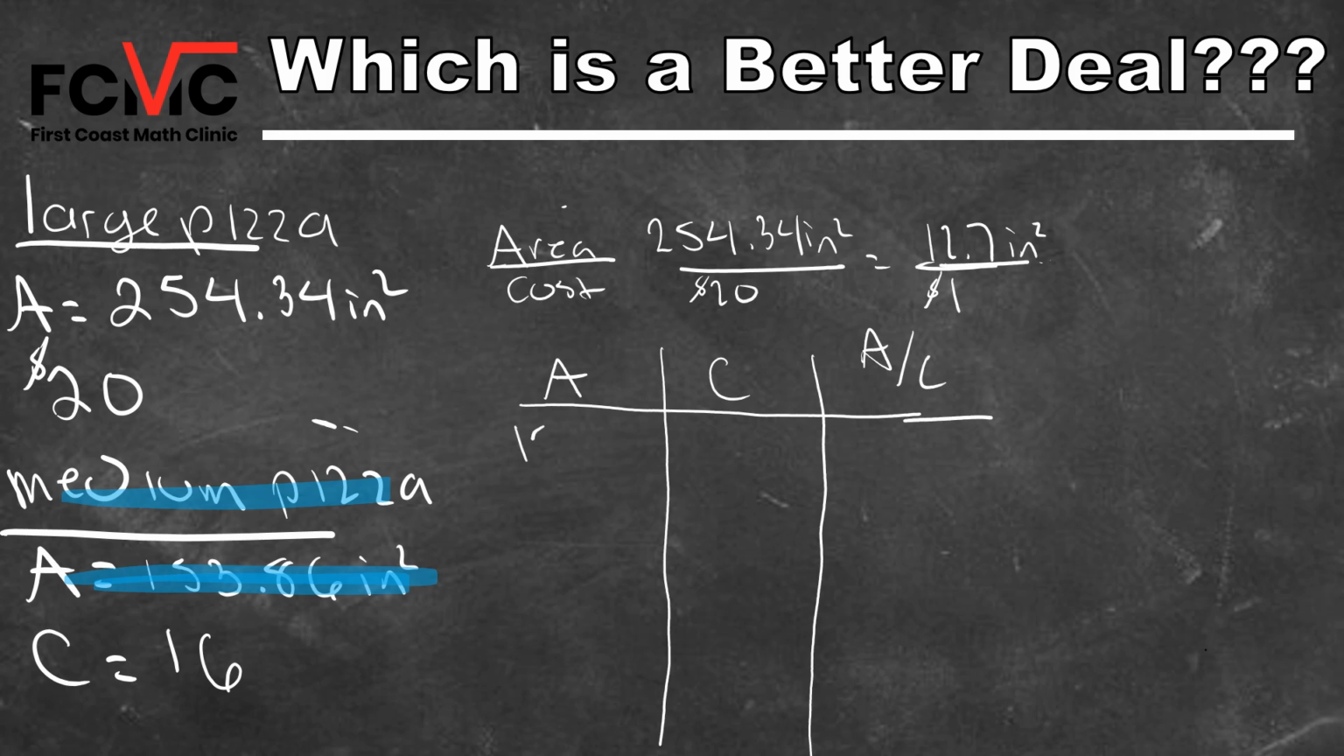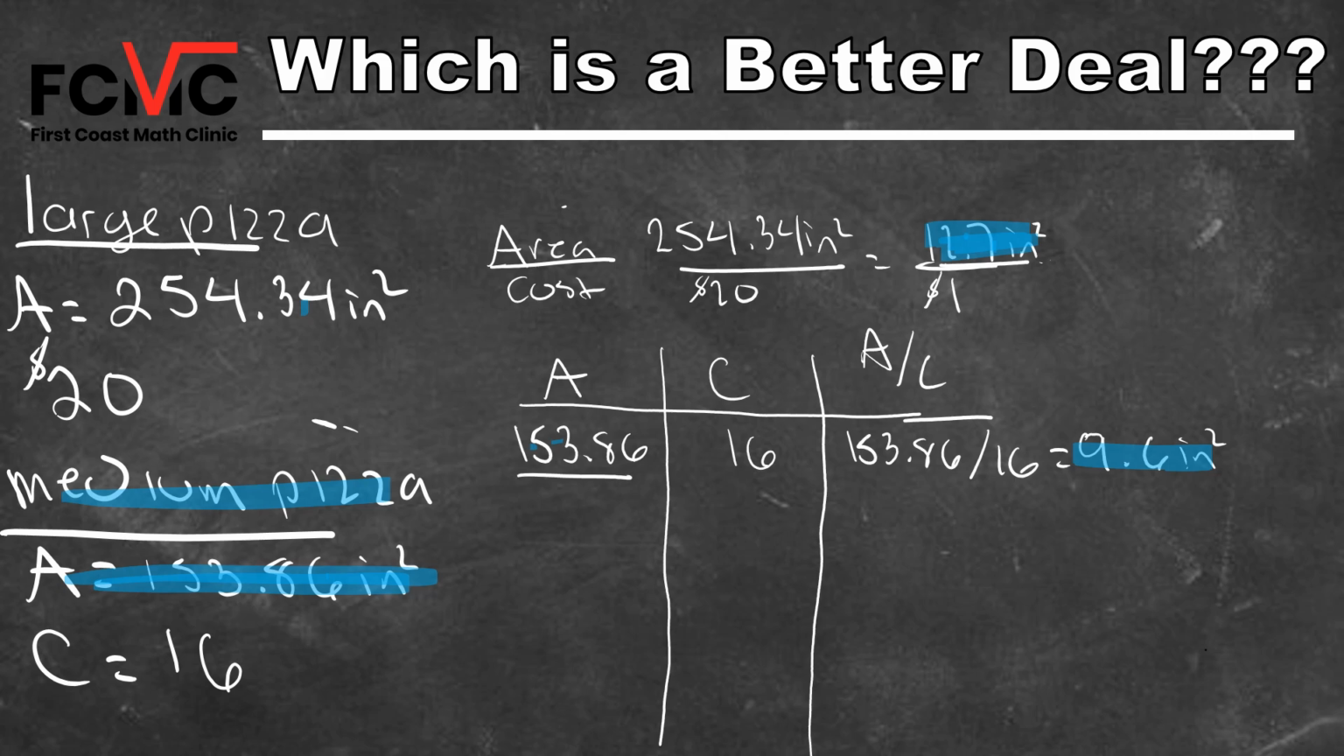So our area is 153.86. The original cost was 16 when we set up the ratio, 153.86 to 16. Well, that gave us 9.6 inches squared, right? So we want a value that is equal to or more than 12.7, which means that for every dollar we pay for our medium pizza, we're getting as much or more pizza compared to our large pizza, right? So let's figure out, well, the area is not going to change.